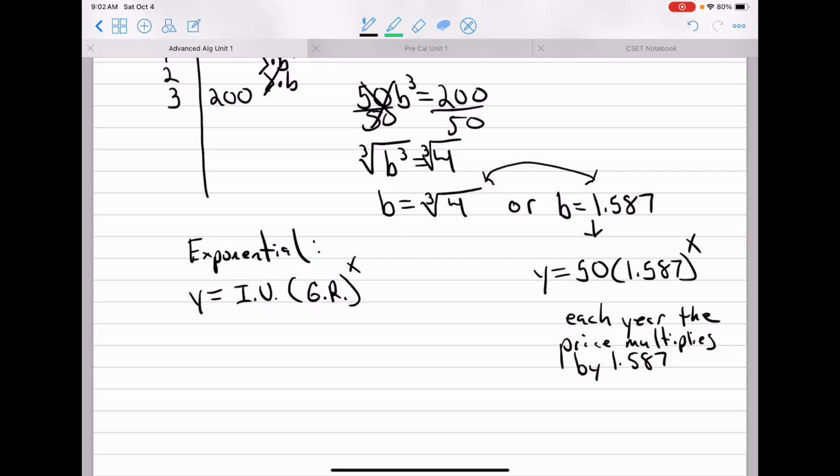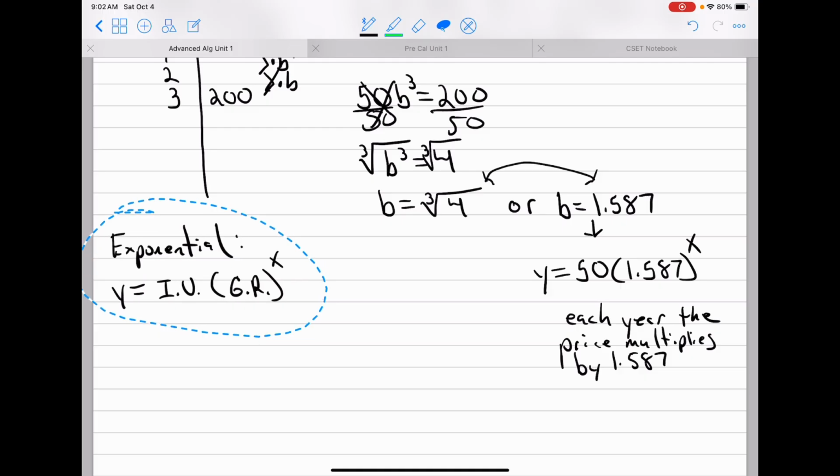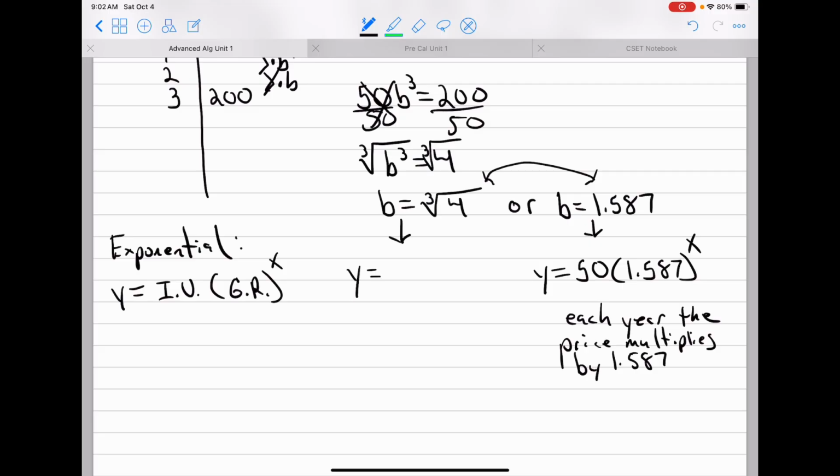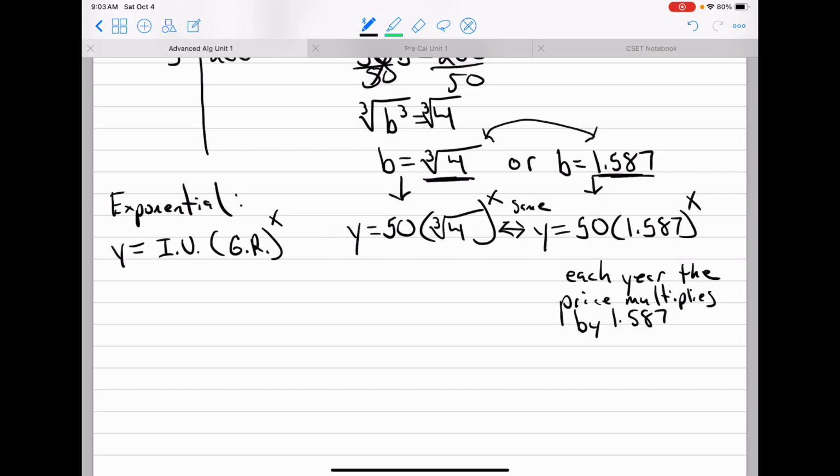And then now we're going to do the other one. We're going to do the new way next to it. So if we're doing this one, we still have y equals the initial value, 50, times the growth rate. Now, instead of using this growth rate, we're going to use it in a different form. Root 3 over 4 times x. Remember, these 2 equations are the same. Okay? They're the same numbers. They mean the exact same thing. Now we're going to go ahead and convert this one, though.